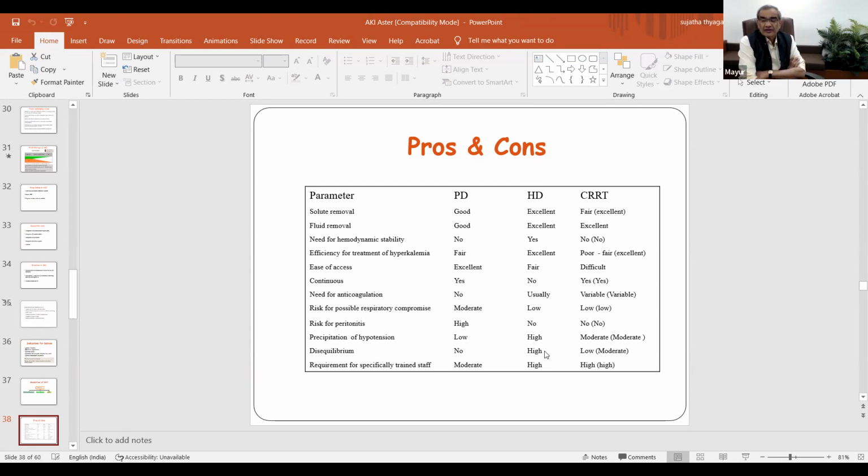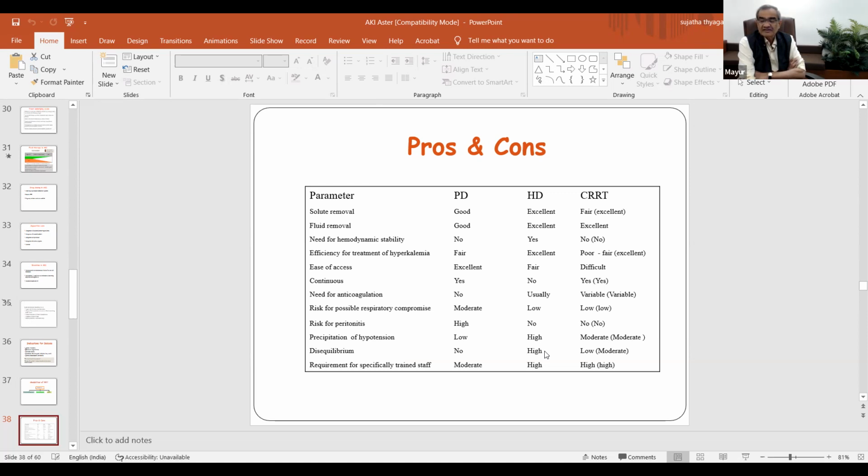So need for hemodynamic stability is an issue for hemodialysis. And efficiency for treatment of hyperkalemia is again excellent. So to tide over the crisis, if a child is hemodynamically stable, hemodialysis is fairly good and should be sought after. But PD is not bad because for hemodialysis, you may require a lot of equipment and expertise, and it cannot be provided at the peripheral centers. So there PD does play a role.